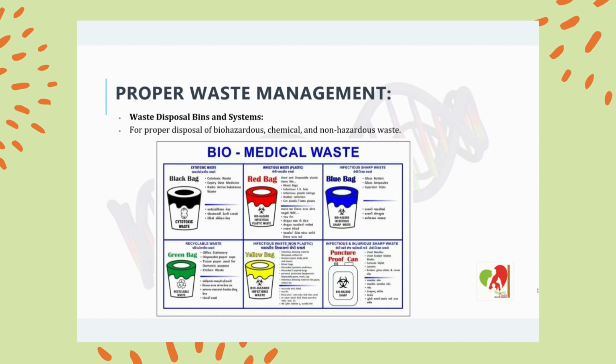So these are, like, in suppose a black bag, red bag, blue bag. These are the indicators of which bag you have to keep what kind of used research material in. Suppose if it is a black bag, then it means that you have to keep your cytotoxic waste, expiry date medicines, radioactive substances waste. So these things you need to keep there.